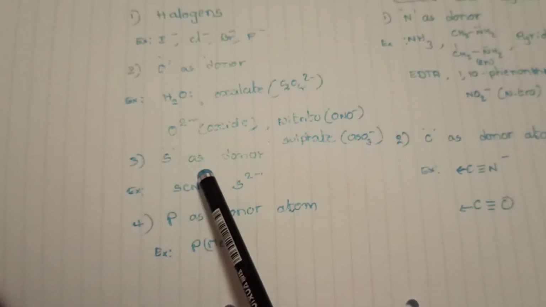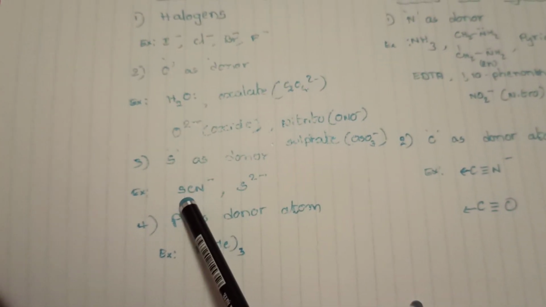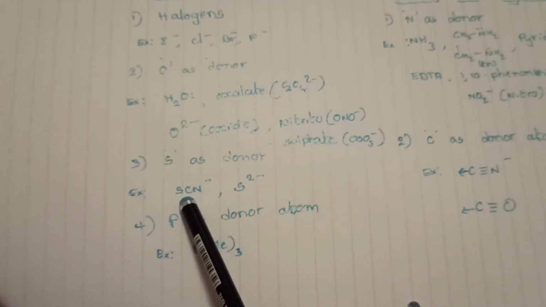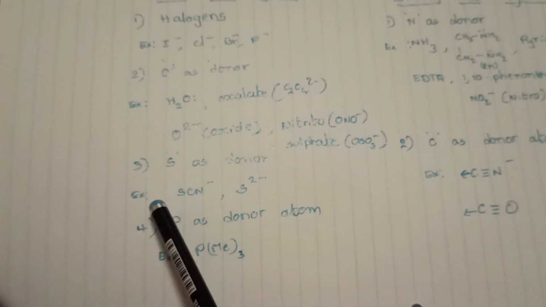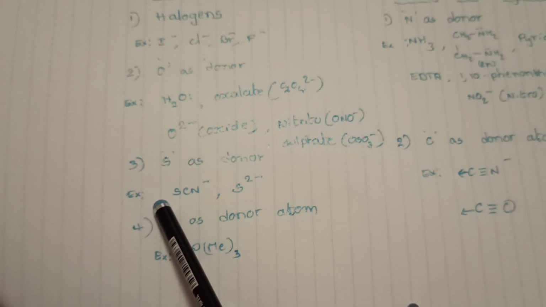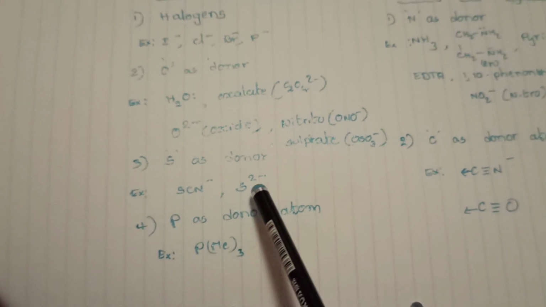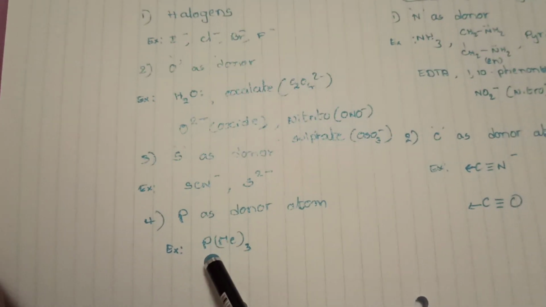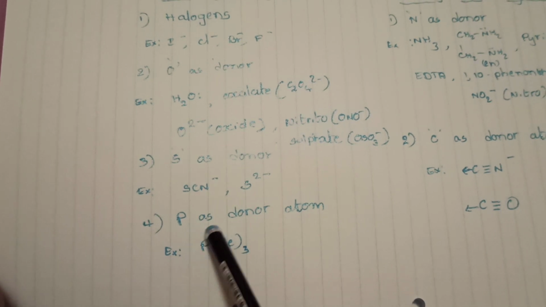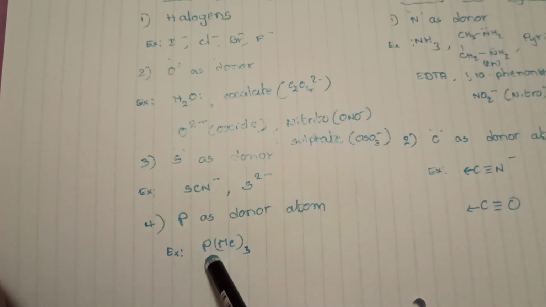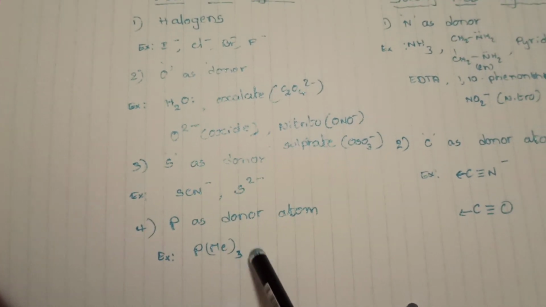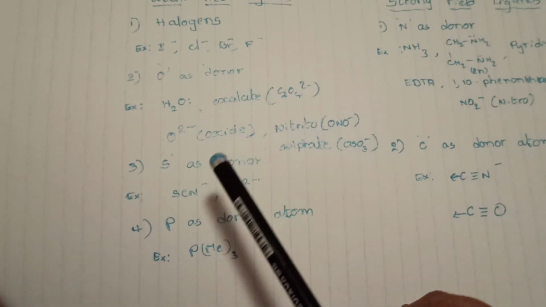Next, sulfur as a donor atom. There are a few ligands where sulfur binds with the metal through a coordinate covalent bond. Sulfur donates a pair of electrons to the metal. Examples: thiocyanate, sulfide. We also have a few ligands with phosphorus as the donor atom, like trimethylphosphine, triphenylphosphine, etc. These all belong to the weak field.